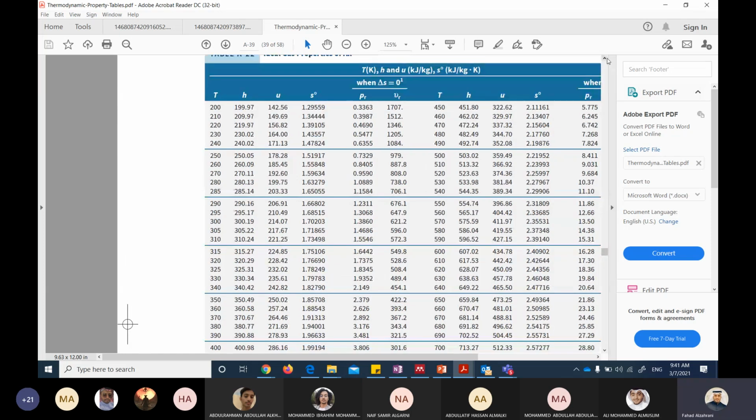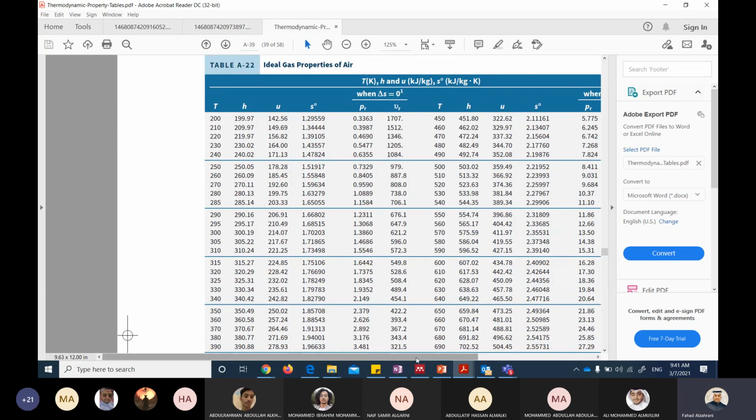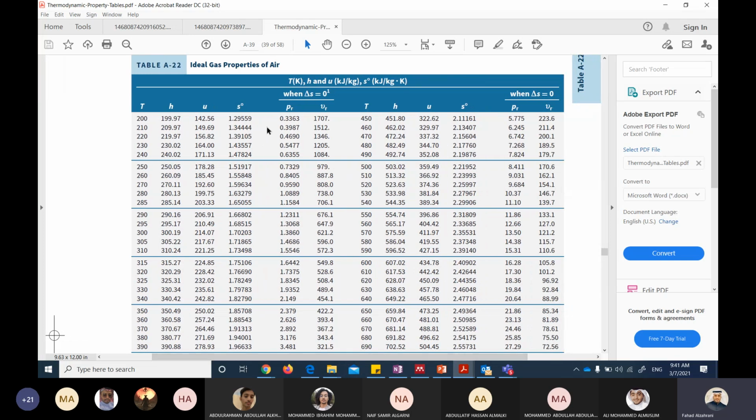If you look at this table, it is for air. It's the ideal gas properties of air. For each temperature, the table gives you the specific enthalpy, the specific internal energy, and the entropy. Okay, we'll talk about entropy in the future.